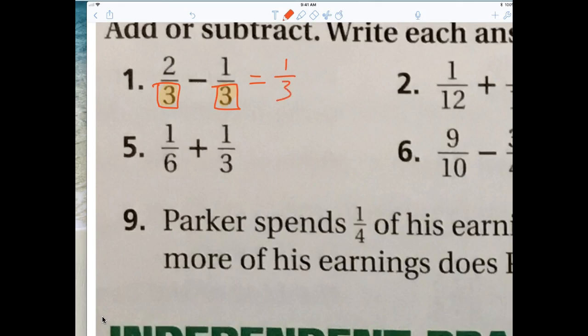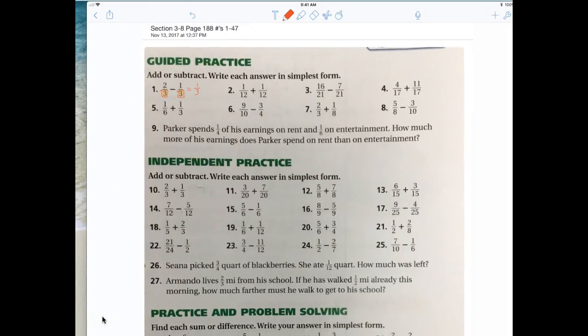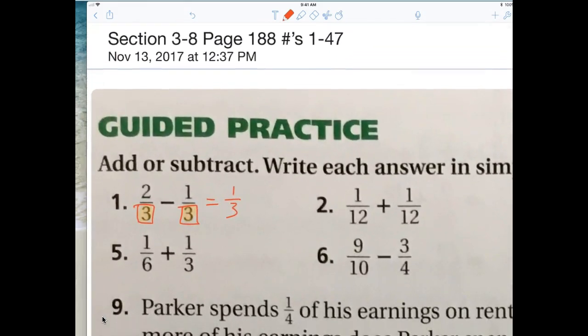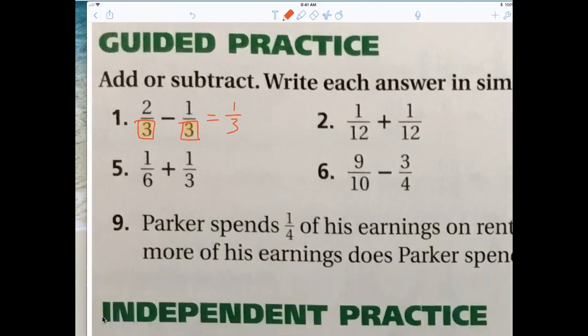Yeah, I know some of you guys like to add your paper. So it's section 3-8, page 188, numbers 1 through 47. That's kind of a lot, so I'm going to modify it, but I want to make sure you're paying attention, number 1. And number 2, immediately stop me when you don't know something. Immediately stop me.